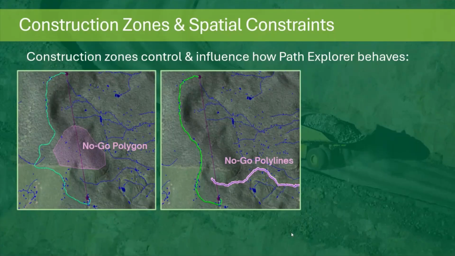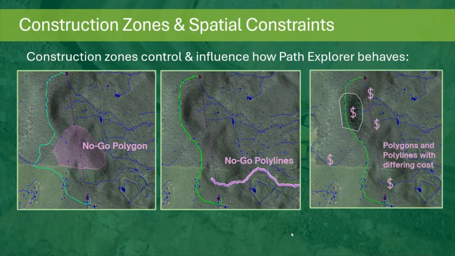Again, a lot of times we see this being used for, say, sensitive fish-bearing streams or different habitats, or again, existing infrastructure, power lines, pipelines. You can delineate those as no-go polylines that you cannot cross. And then used most commonly, we see polygons and polylines of differing cost.